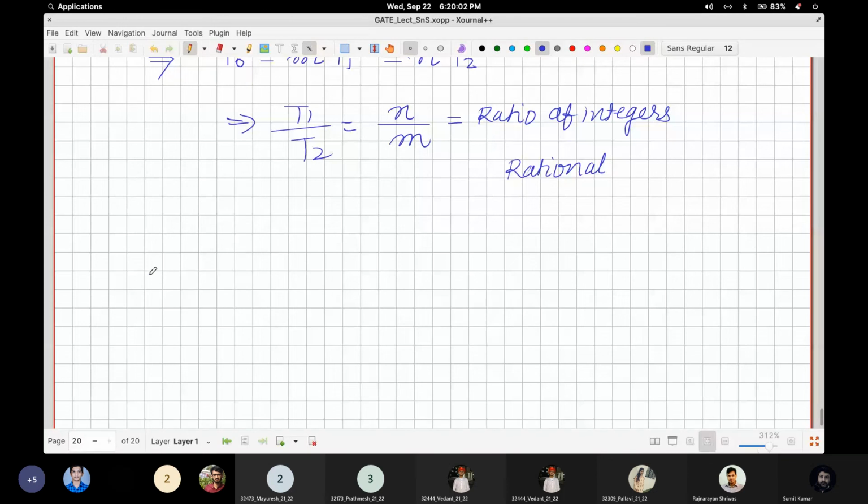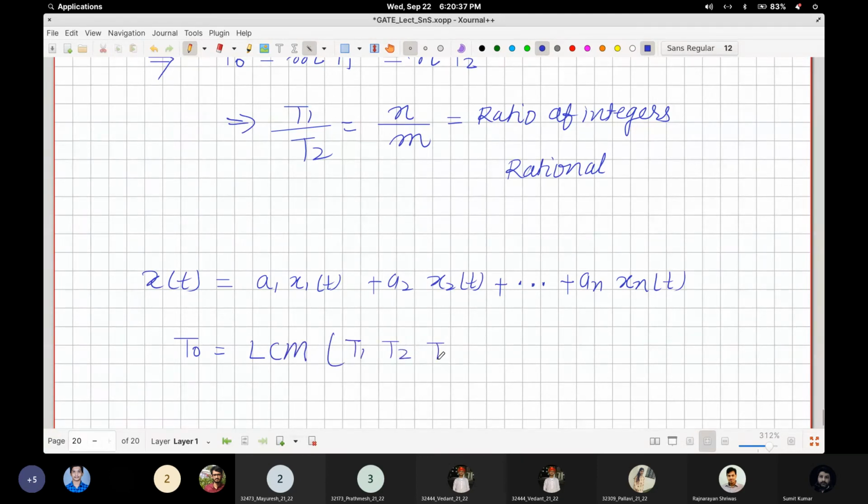Is that clear? So if x(t) is, let's say, a combination of a1 x1(t) plus a2 x2(t) all the way up to an xn(t), and x1(t) is periodic with T1, this with T2, all the way up to Tn, then what will your T naught be? It will be the LCM of T1, T2, T3, all the way up to Tn. We want the least, right? T naught by definition is the smallest positive number, so by definition it will be the LCM. Is this clear?